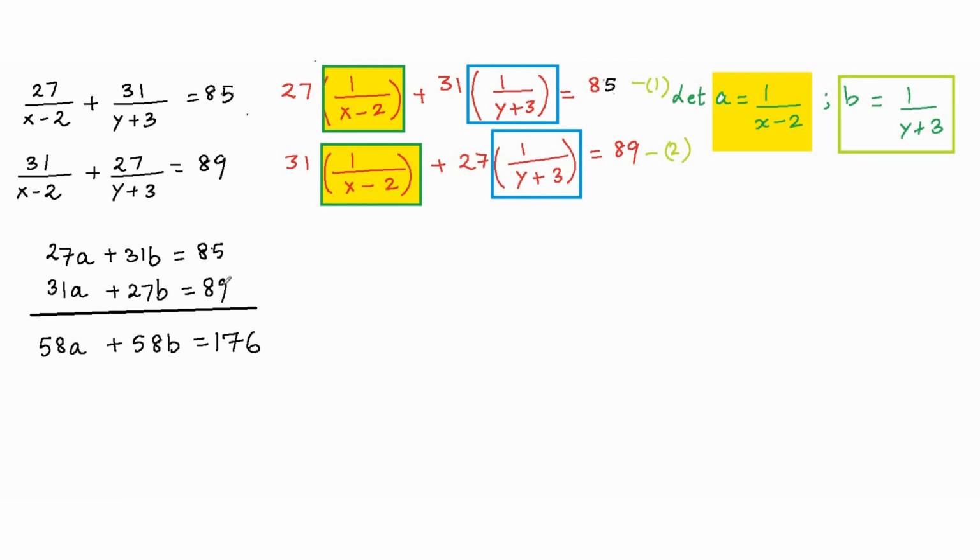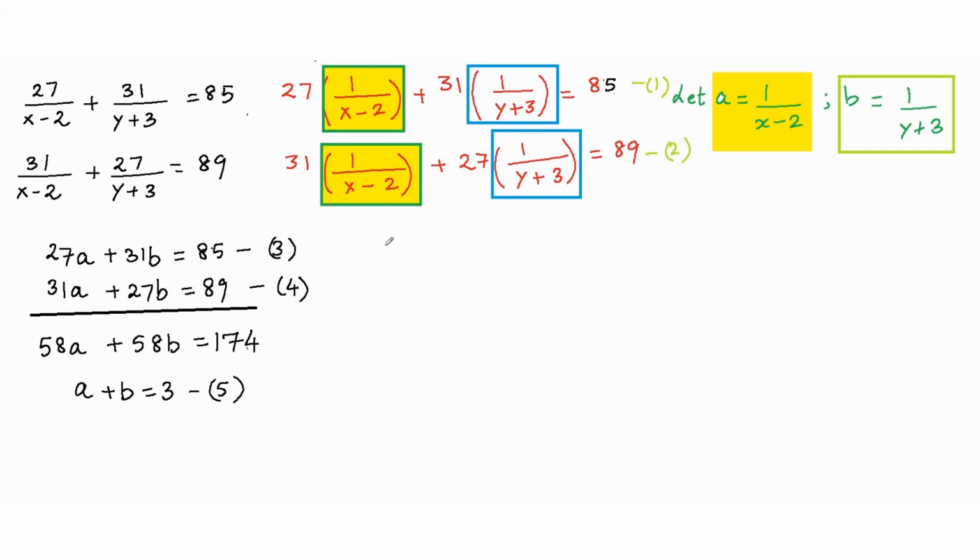Okay. So now 85 plus 89 is equal to 174, and 174 is perfectly divisible by 58, right? So now I can divide everything by 58. So I get a plus b is equal to 3. So this was my third equation. This was my fourth equation. Now I got a fifth equation.